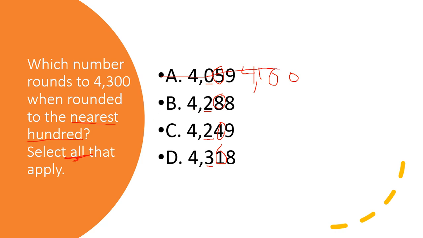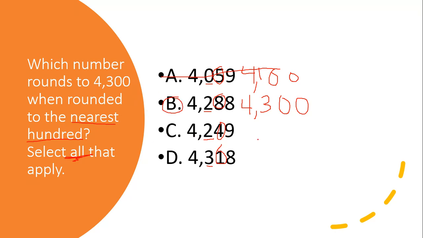Next one, 4,288. 0 to 4? No. 5 to 9? Yes. 8 is between 5 to 9. So that means the 2 is going to climb the vine and become a 3. All of the numbers that I circle to the right are going to become zeros. So 1, 2 zeros. And then I'm going to keep my 4 the same. Because if we made boundaries, this would be 4,200 or 4,300. So my number rounded to 4,300. So yes, that is a possible answer.